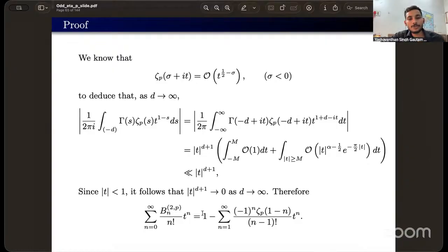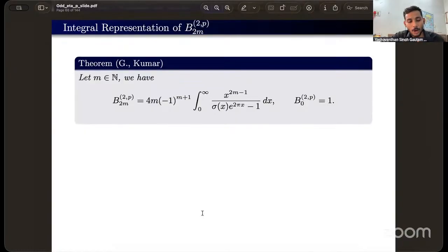Okay. Now we want to see the next result: how this Euler's formula of eta p functions behaves in limiting cases. So this Bernoulli function of the second kind, if you want to write it in terms of integration, is defined in this way: 4m minus 1 to the power m plus 1, integration of this form.